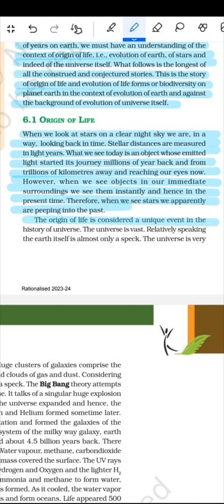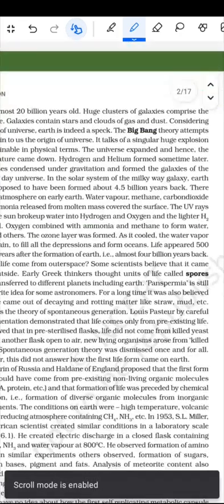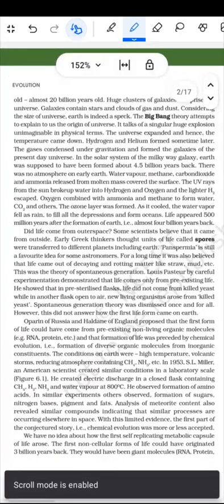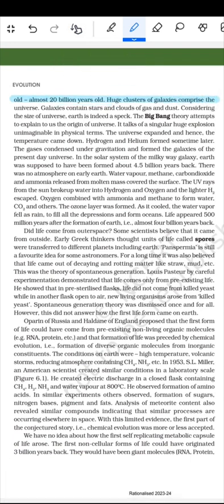The origin of the life is considered a unique event in the history of the universe. The universe is vast, relatively speaking, the earth itself is almost only a speck. The universe is very old, almost 20 billion years old. Huge clusters of galaxies comprise the universe. Galaxies contain the stars and clouds of the gas and the dust. Considering the size of the universe, Earth is indeed a speck.